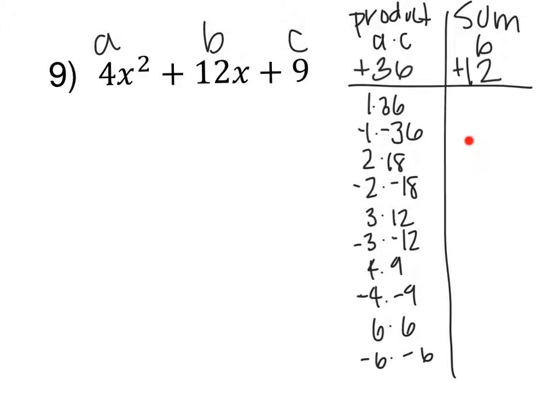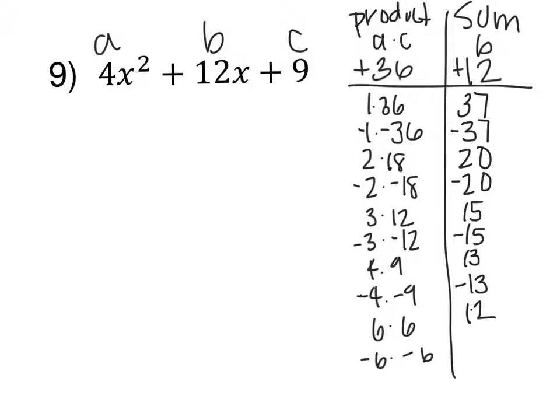On the right side over here, I need to add each of those. So I'm not going to write out what I'm doing. I'm just going to go ahead and add them. Well, 1 plus 36 is 37. Negative 1 plus negative 36 is negative 37. 2 and 18 is 20. Negative 2 and negative 18 is negative 20. 3 and 12 is 15. Negative 3 and negative 12 is negative 15. 4 and 9 is 13. Negative 4 and negative 9 is negative 13. 6 and 6 is 12. And negative 6 and negative 6 is negative 12.